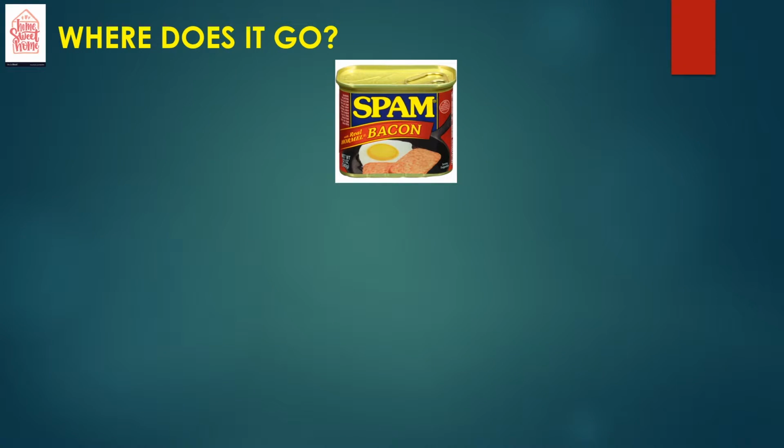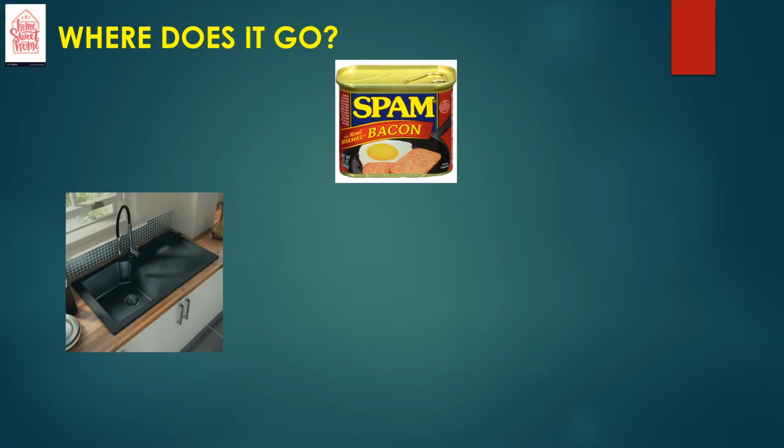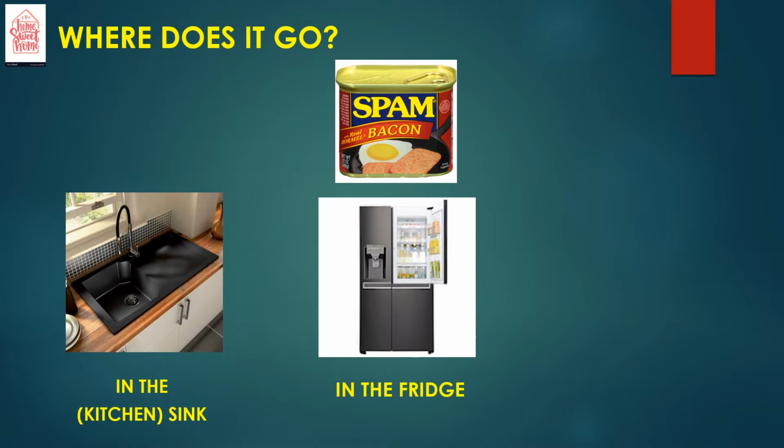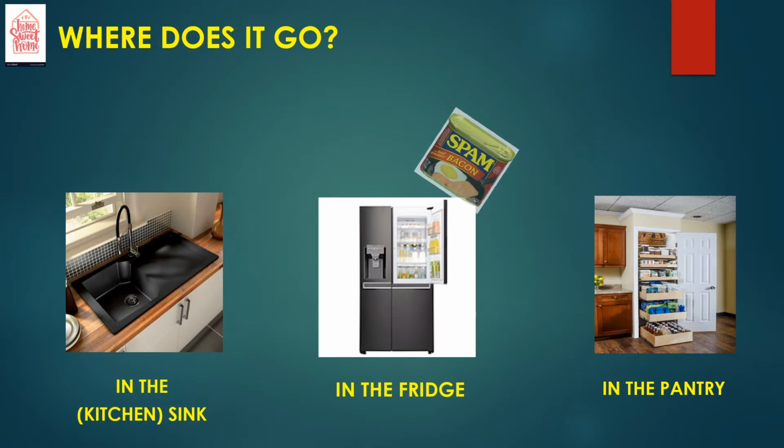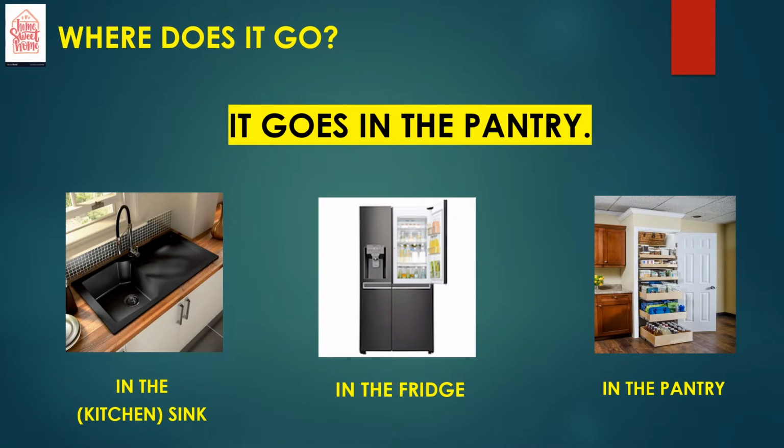Then how about some canned food? Does it go in the sink? Does it go in the fridge? Or does it go in the pantry? We want to store the canned food, so it goes in the pantry. Well done. Now let's head over to the living room.